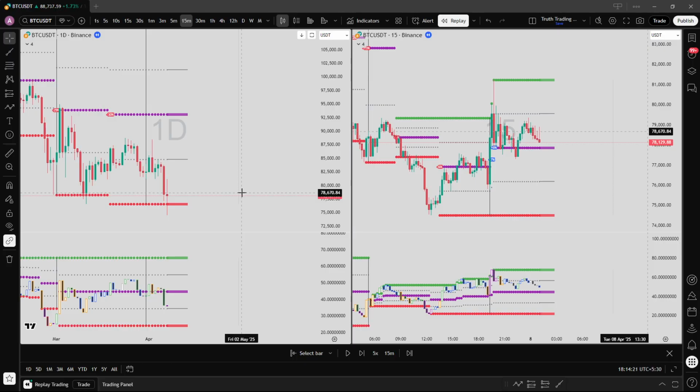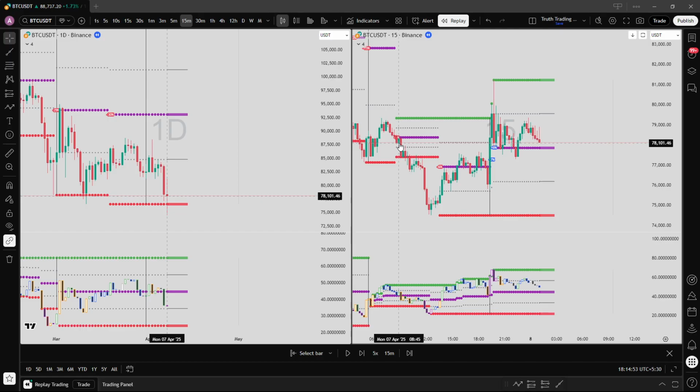Here's the analogy I use. Think of the daily chart as the GPS showing you the big roads, the highways. The 15-minute chart is just your local streets. You need to know where the highways are before you navigate the local streets, right? So if you only look at the 15 minute chart, you might think, oh, this is weak support. But when you zoom out to the daily, you see it's a major level. That context changes everything.